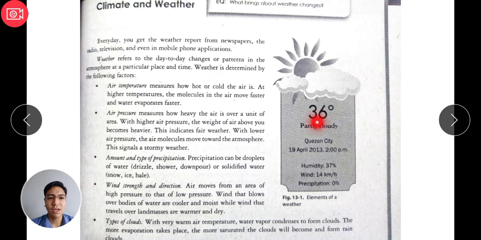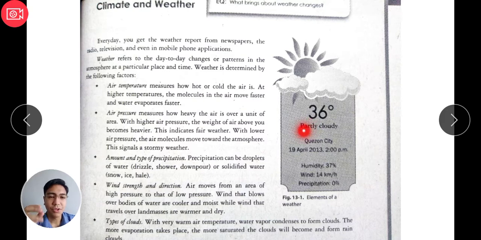We are now on the topic about climate change, specifically the factors affecting the weather and the climate. So that is one of our objectives. Also, we need to define weather, we need to define climate, and then under the weather, we need to determine the factors. In the climate, we need to determine as well yung mga factors na nakaka-apekto sa pagbabago ng ating klima. Okay, so let's start.